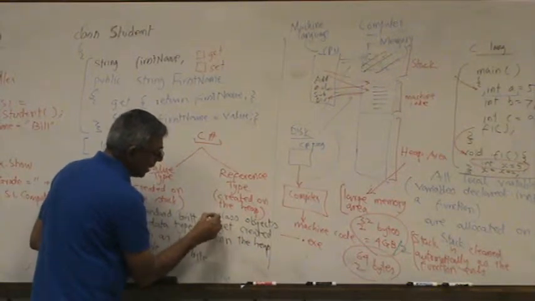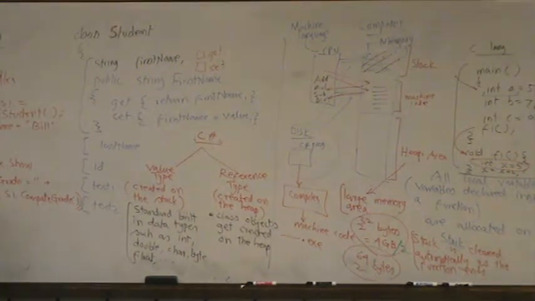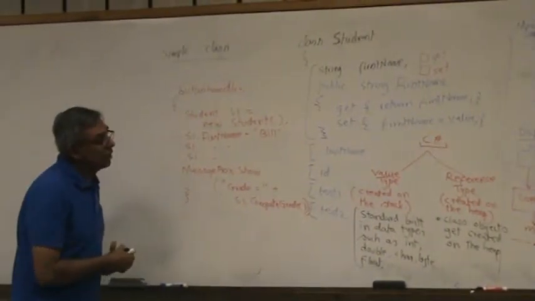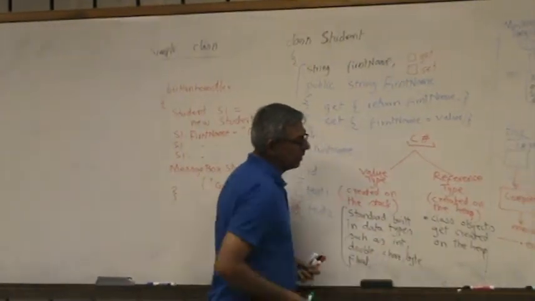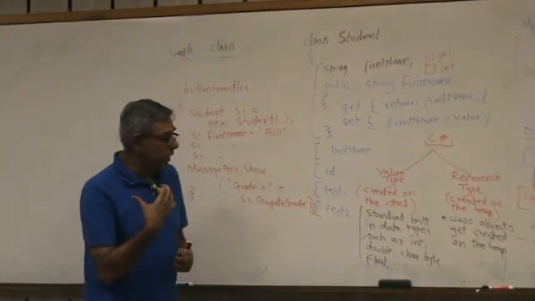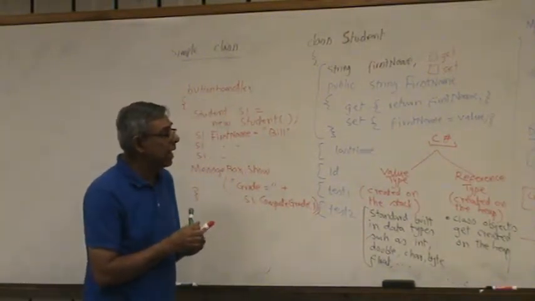So class objects are an example of a reference type. Okay, so now let's come to over here. A related question: how do we know that something is going to be created on the heap and something is going to be created on the stack?